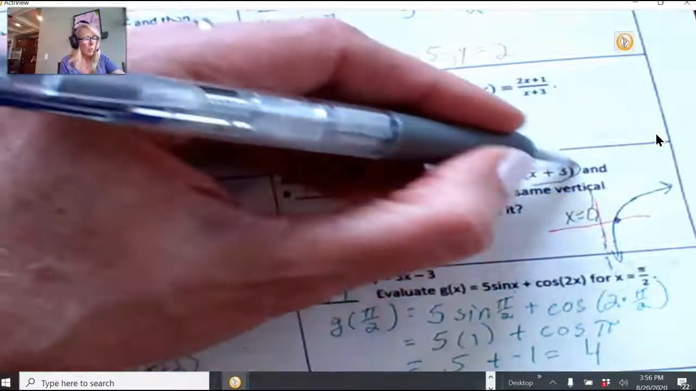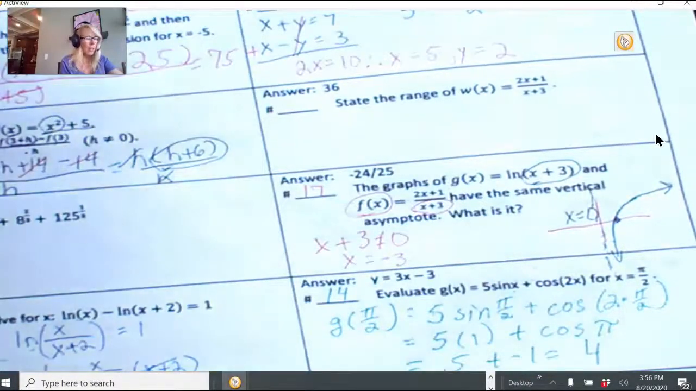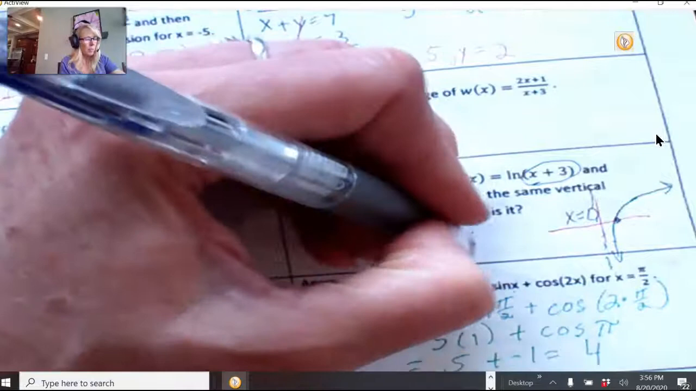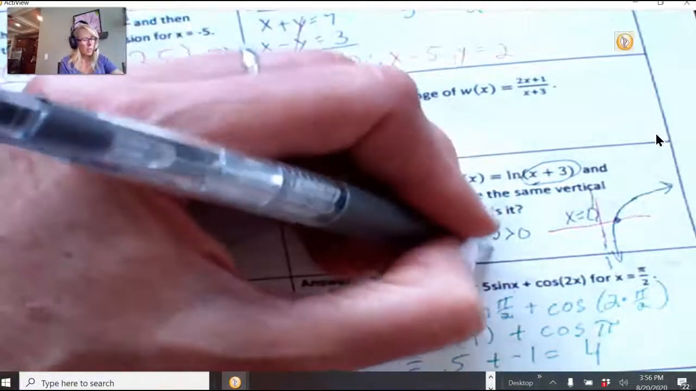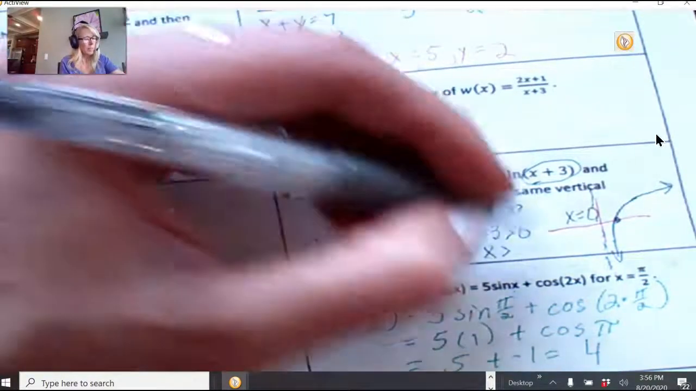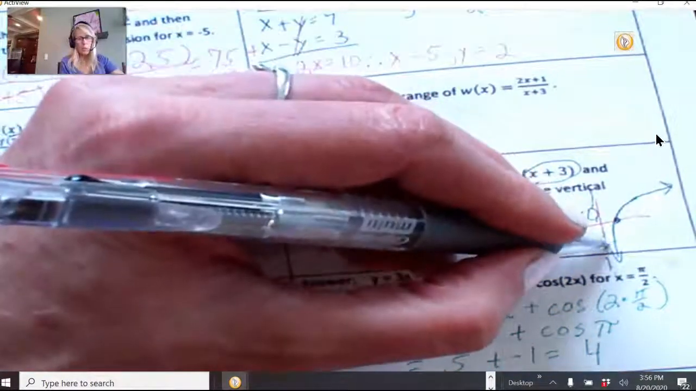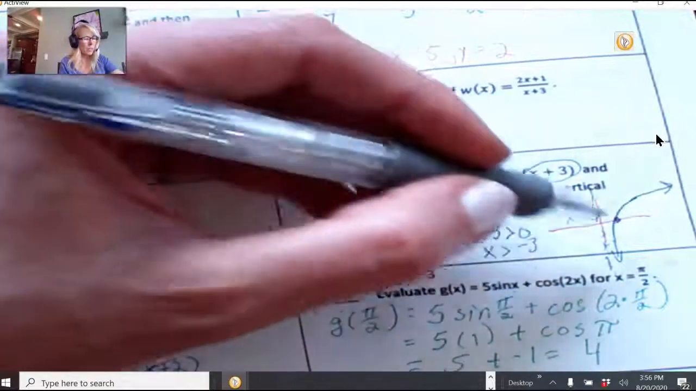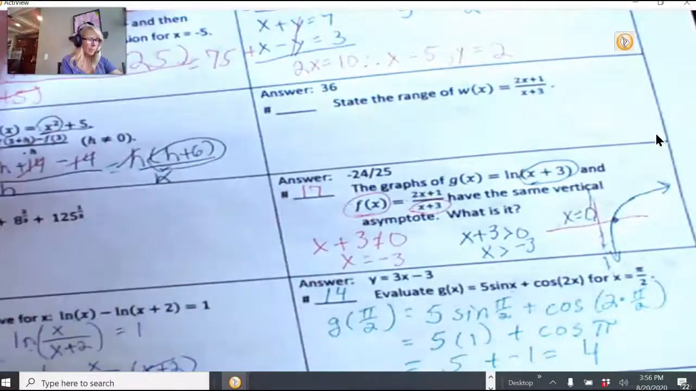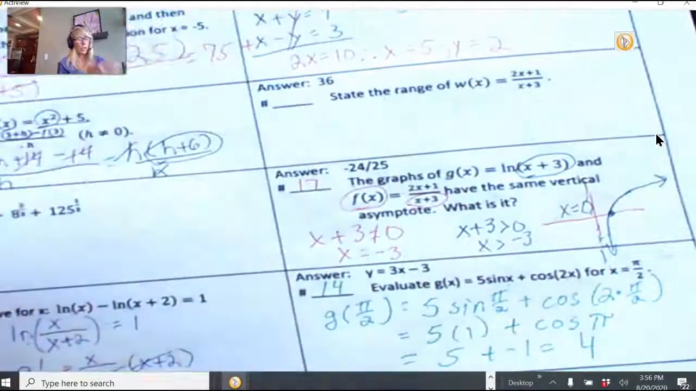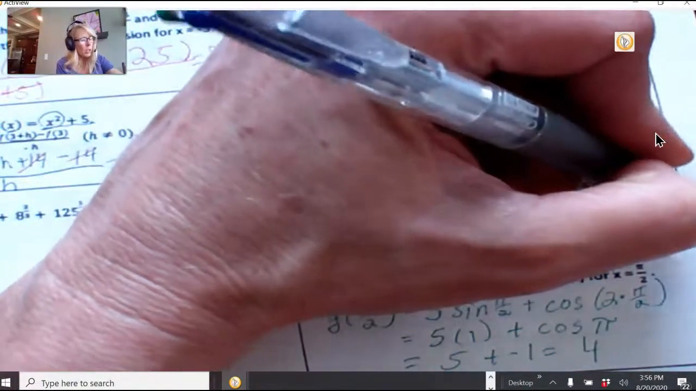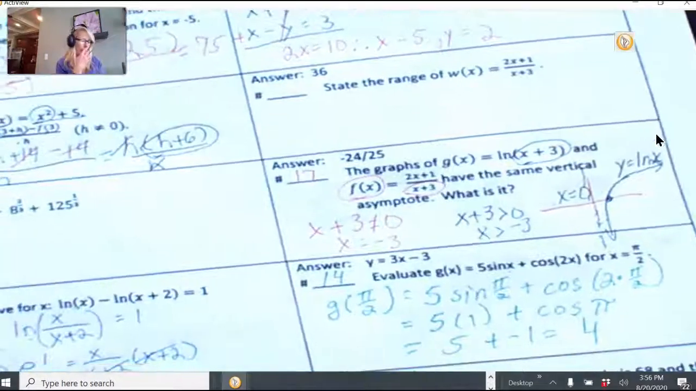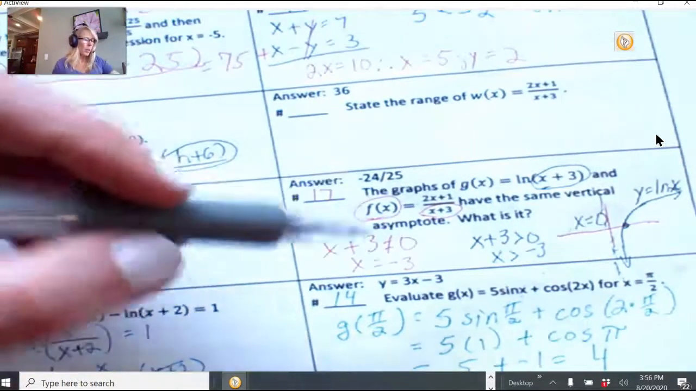And remember, this piece after a log, that x plus 3, must be greater than 0. So x has to be greater than negative 3. I certainly didn't graph this one right. It needs to be shifted a little bit over this direction. But I just wanted to show you a basic natural log. Maybe I need to put that y equals natural log of x. Okay. All right, so I'm looking for x equals negative 3. That's my vertical asymptote.